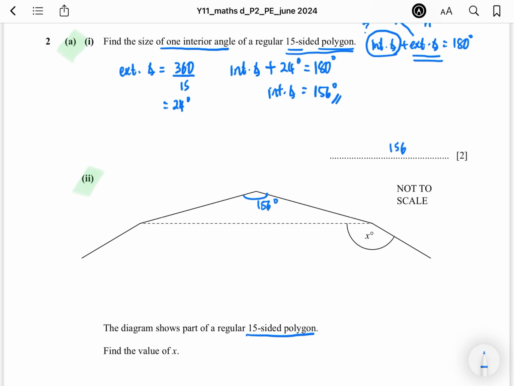Regular means it has all interior angles equal, all exterior angles are equal as well. Let me label it outside. So for this question, x is only part of the interior angle, so we do need to find here. Also, because it's regular, not only the interior angles are equal, but all the sides are equal in length. That makes this triangle an isosceles triangle.